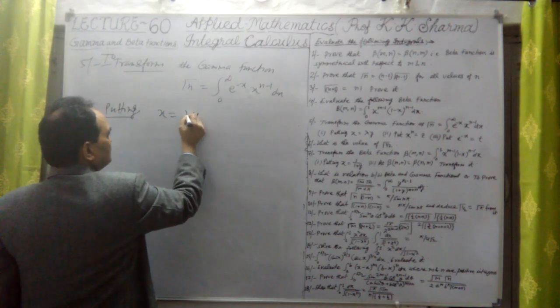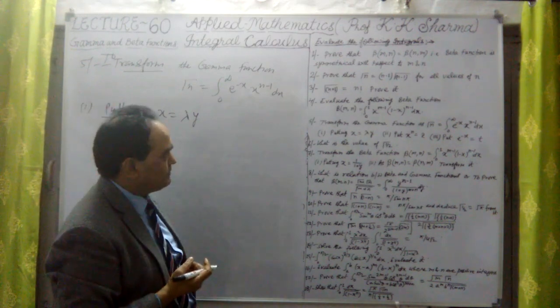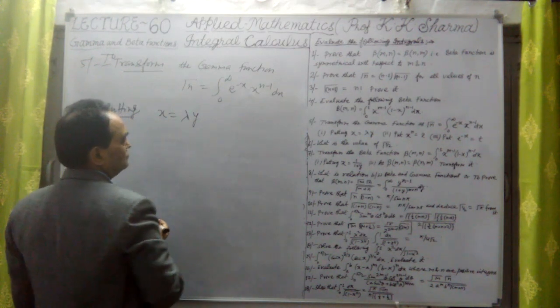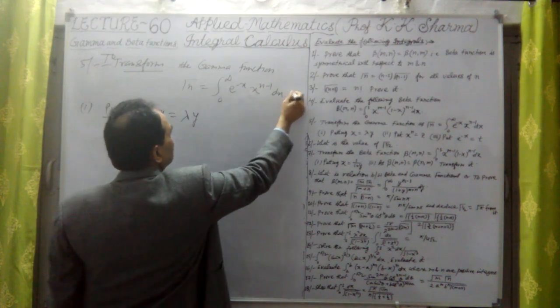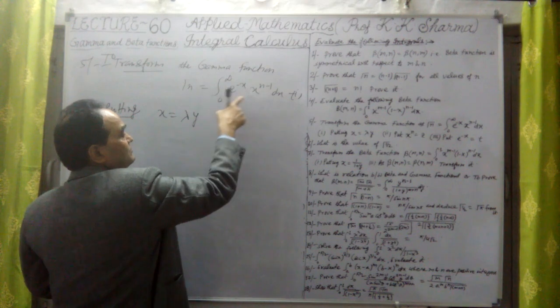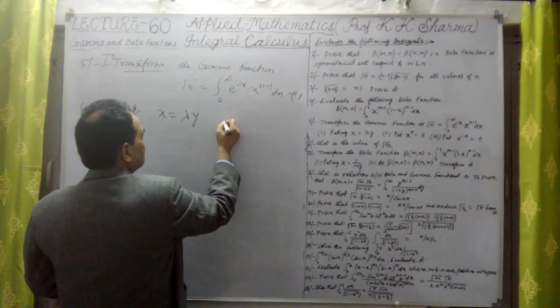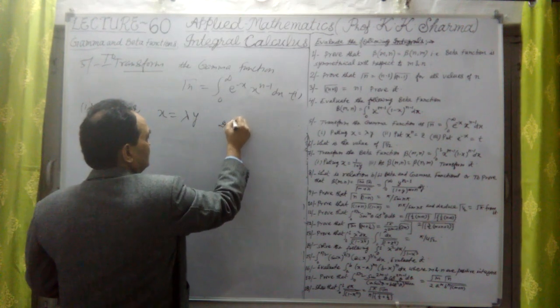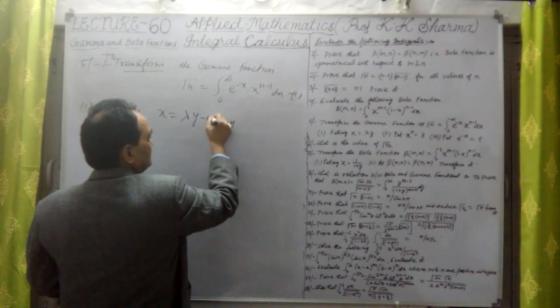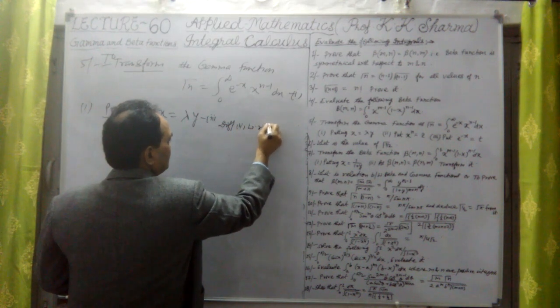Is lambda a constant multiplying y? Any constant here? Lambda into y. Putting x equal to lambda y in this equation. So the first equation I have taken: if I transform this gamma function into this, and differentiate the second function with respect to y.